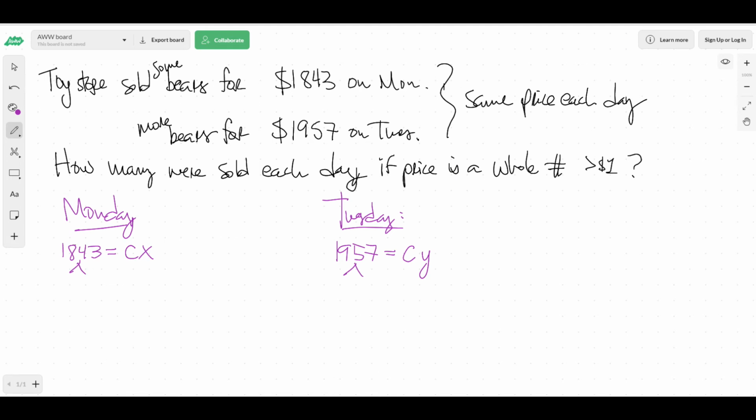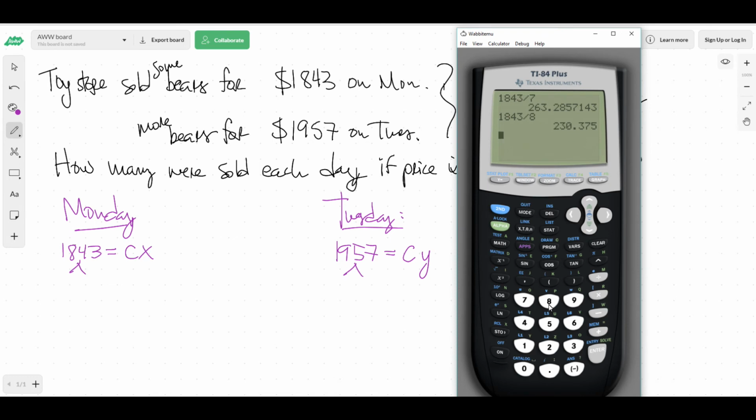Because 8, 9, 10, let's see, does 11 work? 1843 divided by 11. Let's see, 12. I don't think you guys need to know the rule for that one right now. Let's see, 13. That is a prime number, so I wouldn't have been able to test that before. 14. 15.